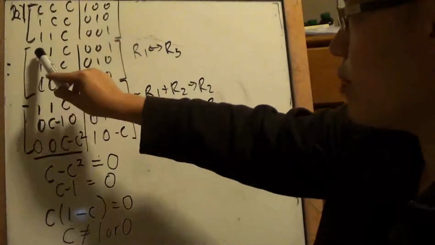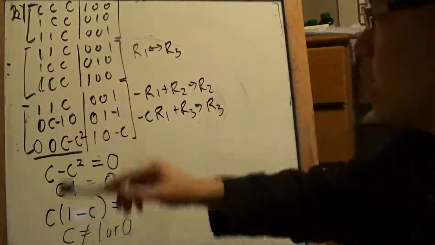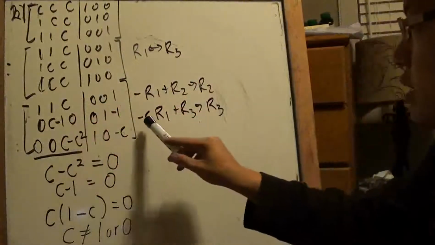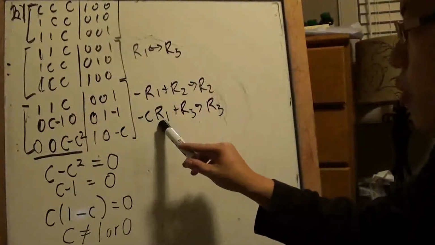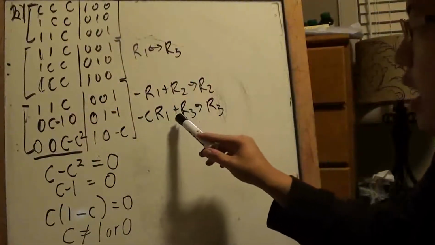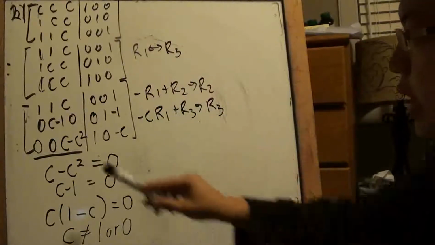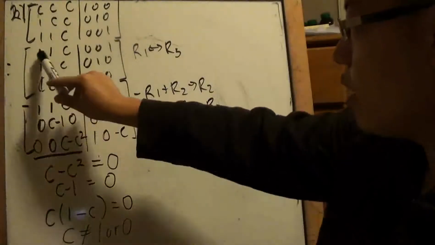So 1 times negative c will give me negative c, plus c will cancel those out, leaving a 0. So I just said negative c times row 1, and add it to row 3 will give me the new row 3. So I just did that.